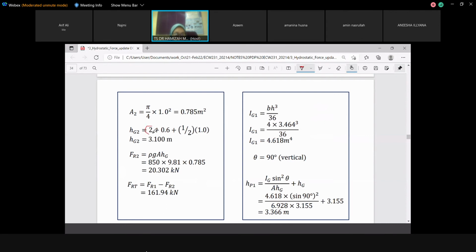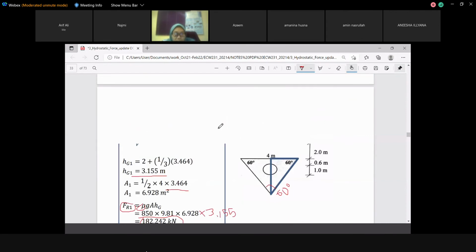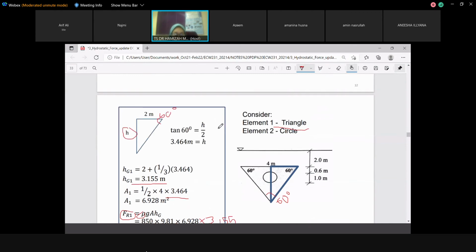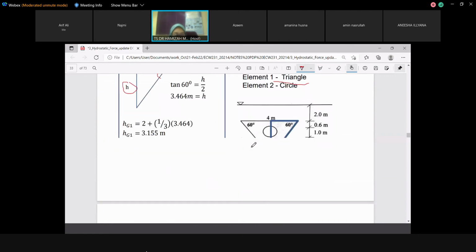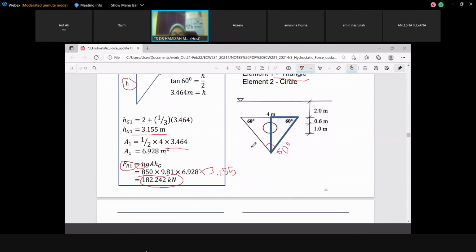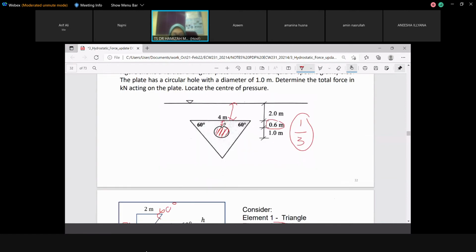Okay, macam mana dia dapat dua ni? Dua ni ialah yang atas. Dua ni yang atas ni. Lepas tu dia ada tambah nilai kat sini, 0.6. Okay, tinggi kat sini 0.6. This one, 0.6. And then, circle ni punya length ialah 1.